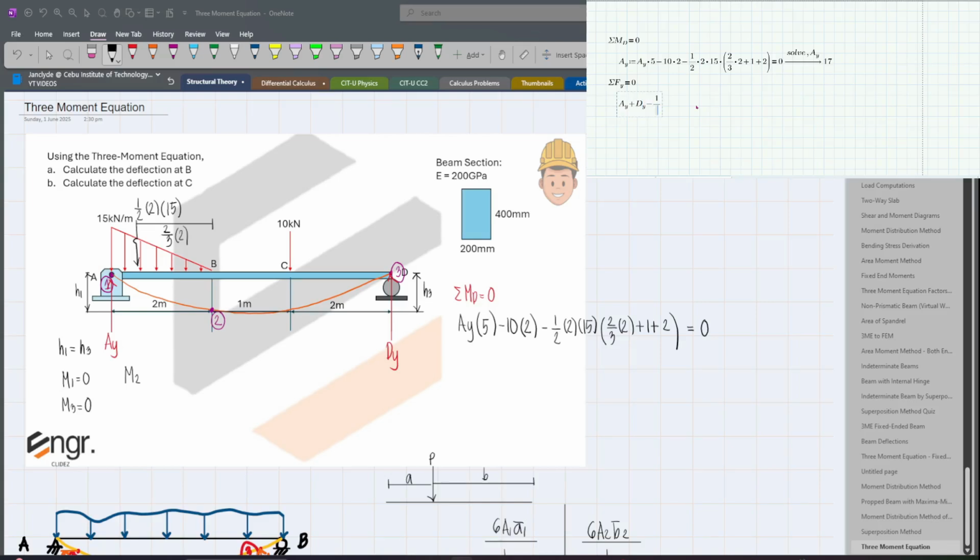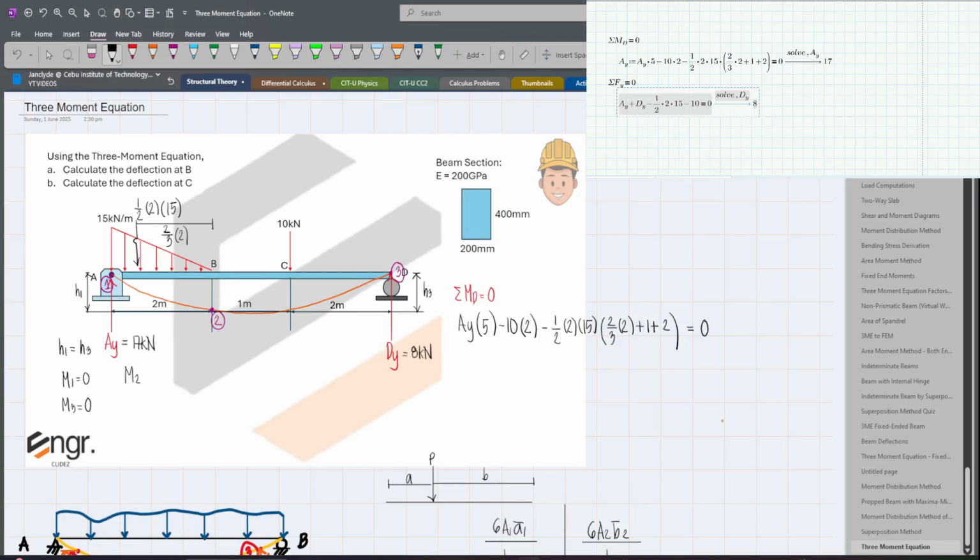Then, minus the resultant of the triangular load, which is 1/2 times base times height. Then, minus also the concentrated load, which is 10 kilonewtons. Ayan. So, equate to 0. Solving DY, we would obtain a value of 8. So, gagawin natin ngayon, since we already have AY and DY, sulat ko na lang, 17 kilonewtons, then ito naman, 8 kN.